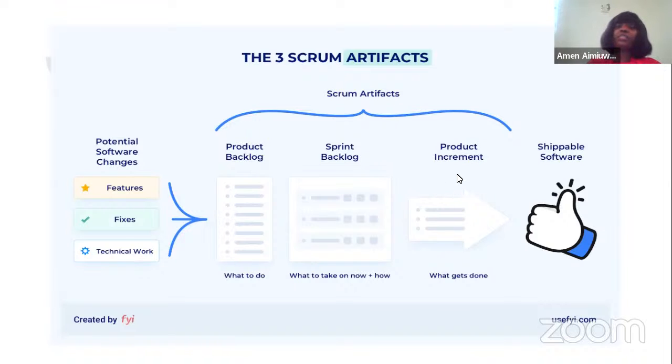So the next one is the product increment. The product increment is more like a finished work of what they've done so far. So it's more like a new version of the work they've done. So after they finish every product backlog item in the sprint backlog, it is then turned into a product increment. The product increment, like I said earlier, is the new version of the product. And for every sprint, at least one usable product increment must be created.